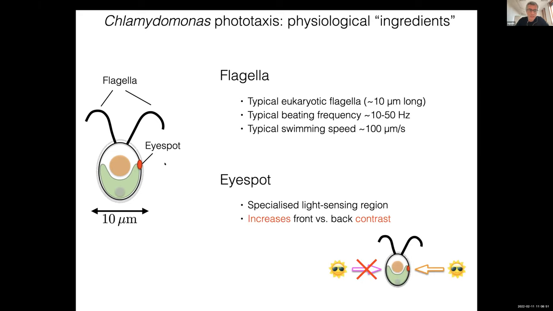The eye spot you might be slightly less familiar with is a very interesting region from a physical perspective, and I'm happy to talk about it in slightly more detail later. But for what concerns us now, it has essentially two roles. The first one is the detection of light. It's like a one-pixel camera, if you want. And the second one is the fact that it acts as a concentrating mirror for light that comes from the front of the eye spot, and it acts as a screen for light that comes from the back of the eye spot. So essentially what this does is it enhances the contrast between the light coming from one side and light coming from the other side of the cell.